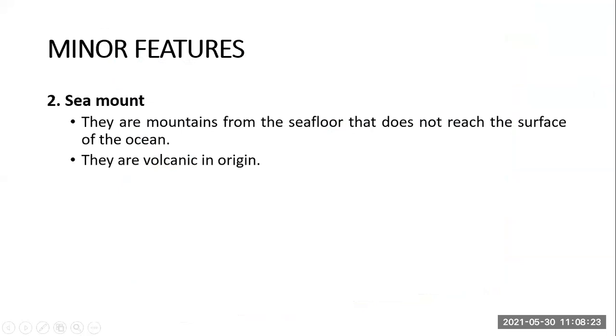So you can write the definition: seamount. They are mountains from the sea floor that do not reach the surface of the ocean. They are often volcanic in origin.